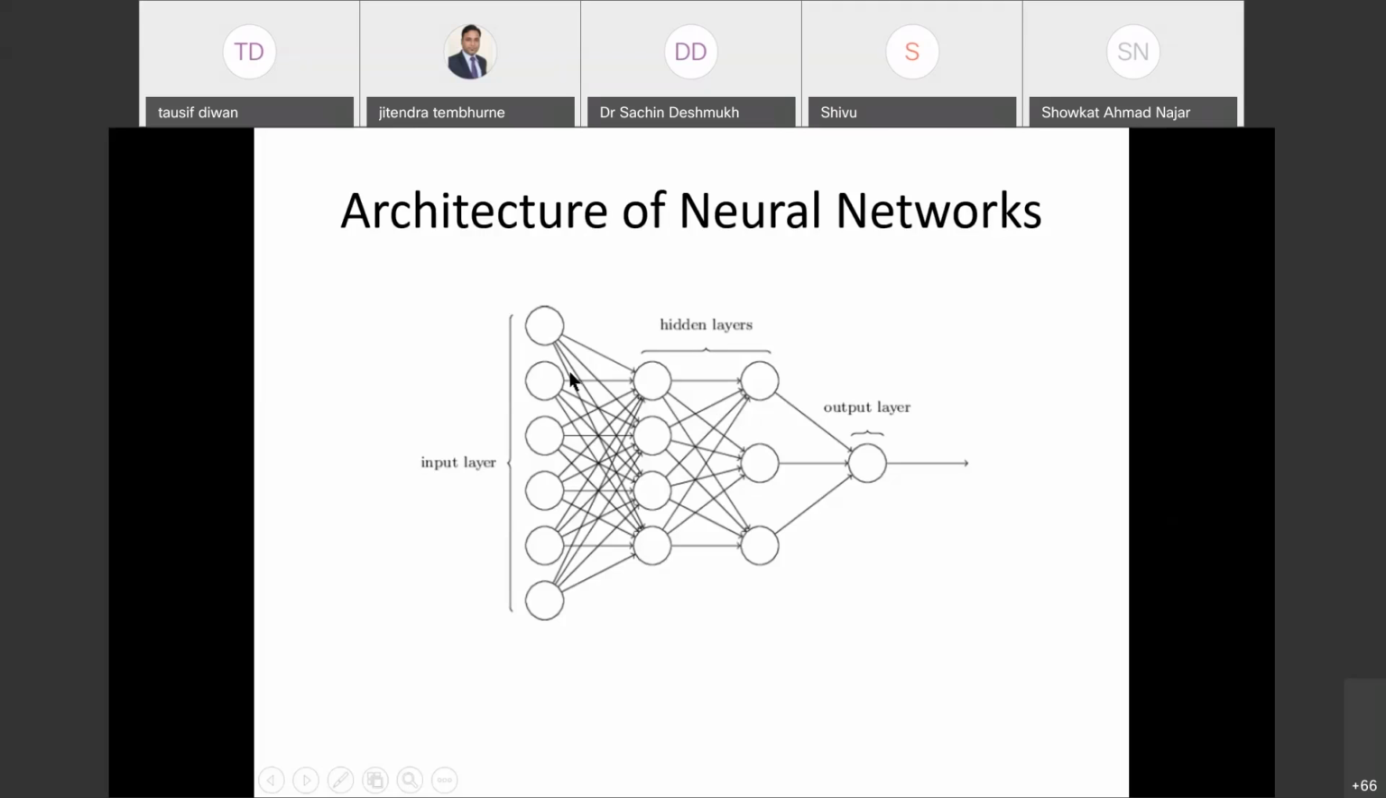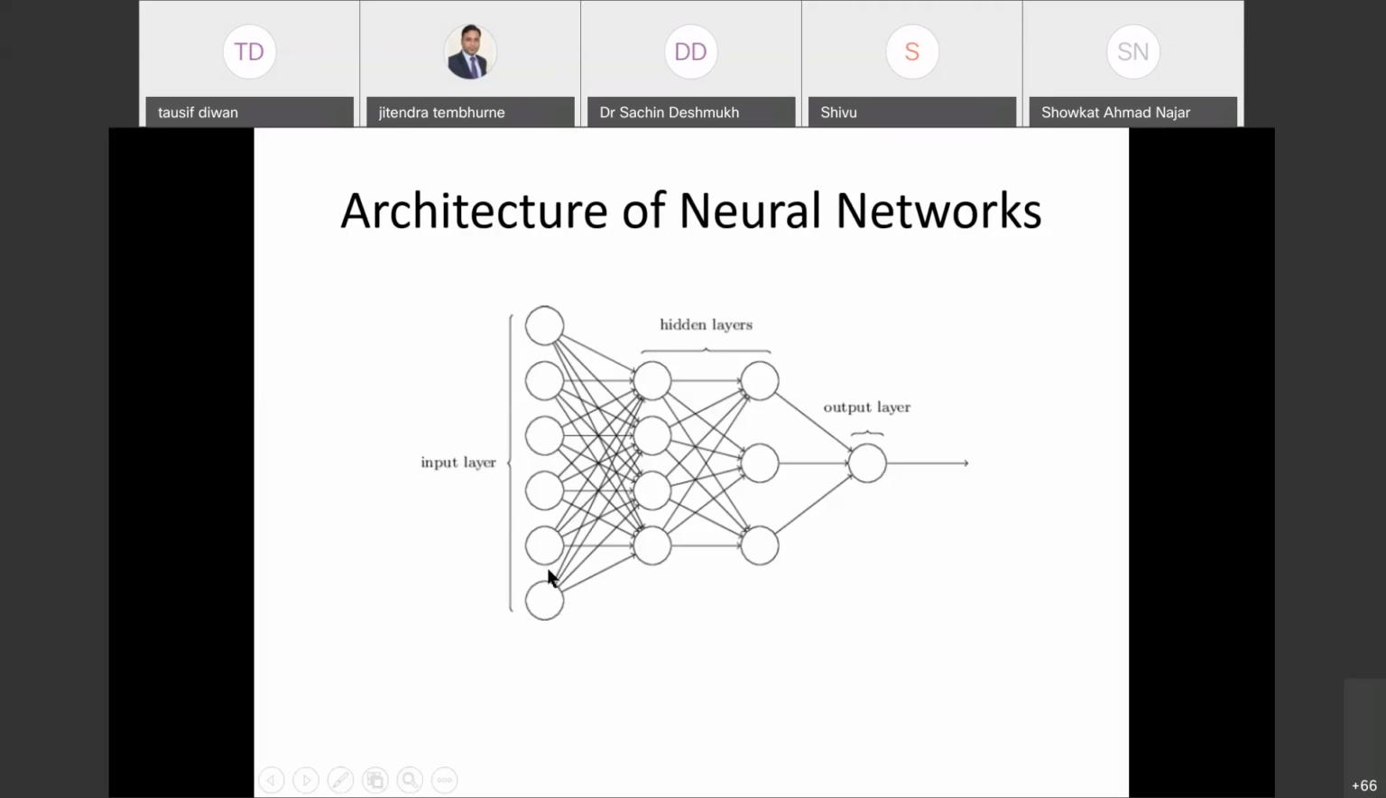Okay. In some of the literature, this input is not considered as an explicit layer, but in some literature you will find that input is also considered as a separate layer. So if input is considered as a separate layer, then total 4 layers are there in this neural network. And if input is not considered as a separate layer, then it is a 3-layer neural network.